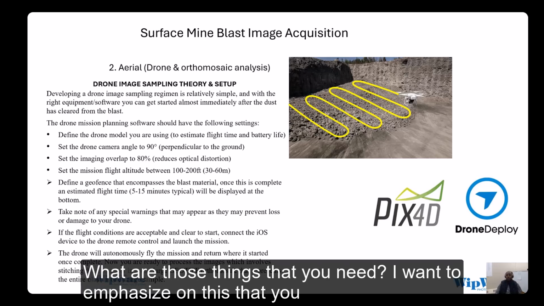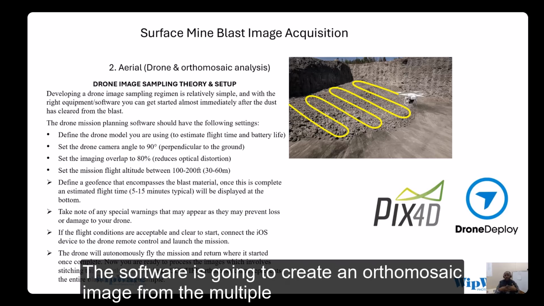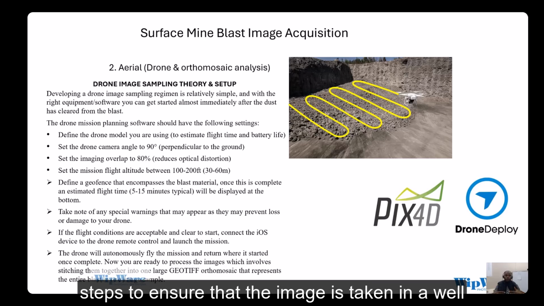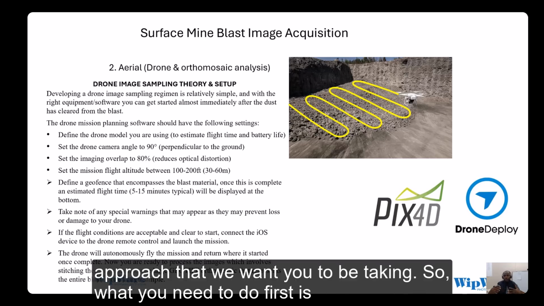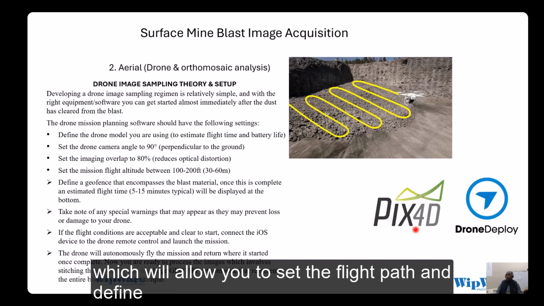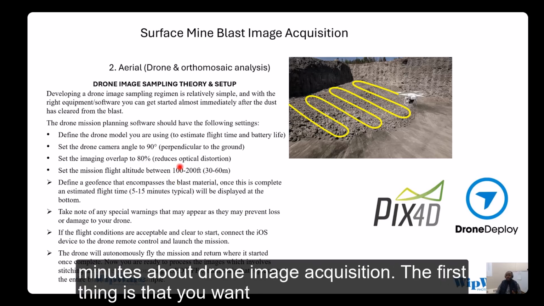Taking images with a drone, what are the things that you need? I want to emphasize that you don't need an external app to stitch the images together. The software is going to create an auto mosaic image from the multiple images that you have captured with your drone, but you have to follow some steps to ensure that the images are taken in the right way. So what you need to do first is to get either the DroneDeploy app or the Pix4D app, which will allow you to set the flight path and define these parameters, which I'm going to be explaining in a few minutes, for drone image acquisition.